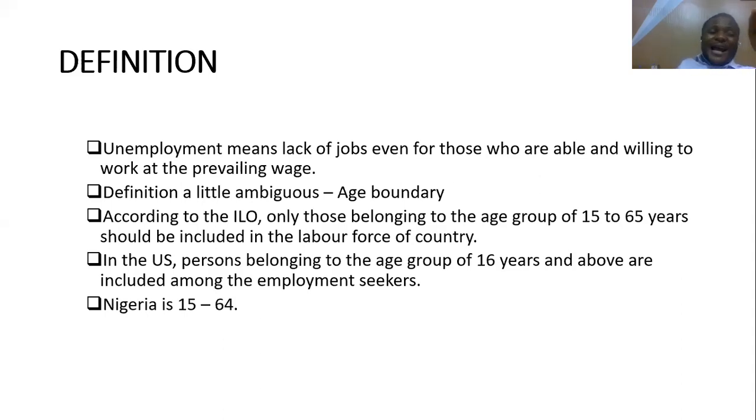So when I say unemployment is a little ambiguous in definition, it is ambiguous with respect to the age boundary, and it is ambiguous with respect to the time dimension. Whenever you discuss unemployment, you must consider what period you are considering, what time frame you are looking at. So unemployment talks about those that are willing to work, they are able, but they don't find a job.